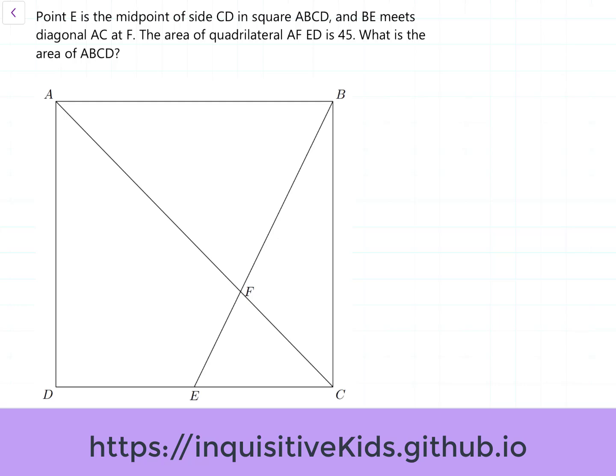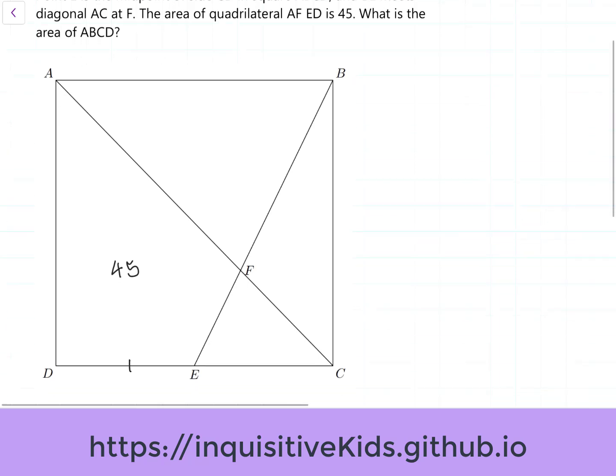So what we know from the problem is that the area of this quadrilateral over here is 45. Other than that, point E is the midpoint of side CD. So this is our first ratio: ED is equal to EC. So how can we end up finding the area? Because we barely have any information here.